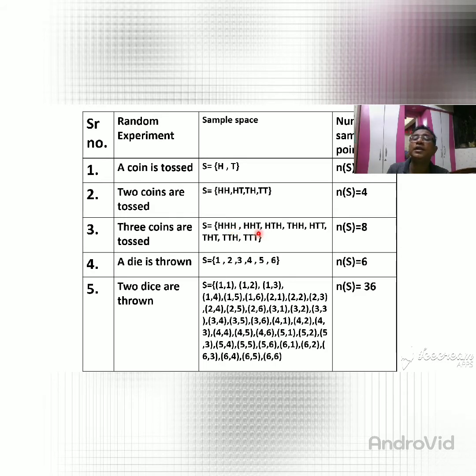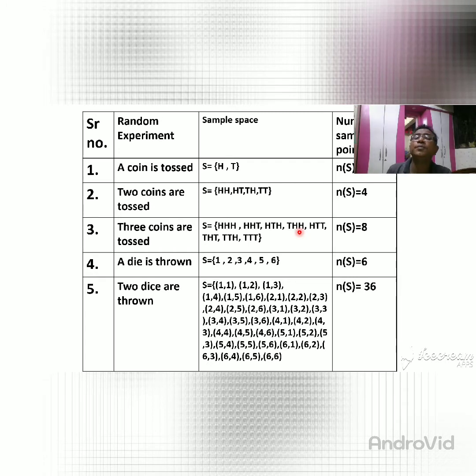After that you take the alternative form. Alternative means head, tail, head. This is the third possibility, and the last possibility is one tail and two heads. This is the last possibility. So these four possibilities are taken from head, head.